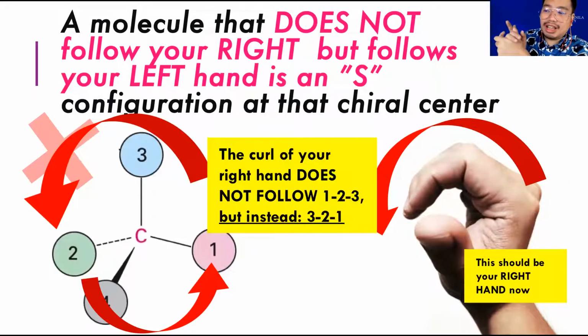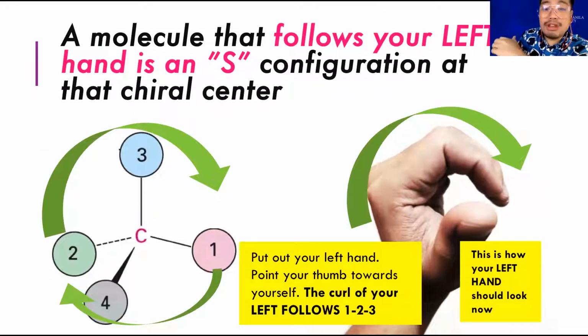So a molecule that does not follow your right, or if you get the opposite of 1, 2, 3, meaning a 3, 2, 1 with your right hand, that's an S configuration. You can confirm this by this time using your left hand. And then if you get the 1, 2, 3 using your left hand, even if you have to repeat the numbers again and again, that is a left-handed molecule. Now, the Latin for left is sinister, which is also the word for evil, diba?